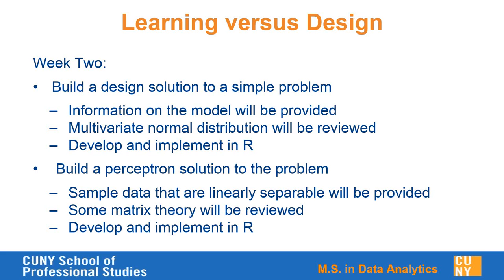In the learning approach, we'll build what's called a perceptron. It's a very basic model, and the basic version of the perceptron requires data that can be separated linearly. So if you've got two variables, you can separate them with a straight line. If you've got three variables, you can separate them with a plane, and so on. So we'll review a little bit of matrix theory as part of that, stuff that you should have had in computational math. And then we'll also develop and implement this one in R. So I think this exercise will give you a pretty good feel for the difference between the learning approach and the design approach.